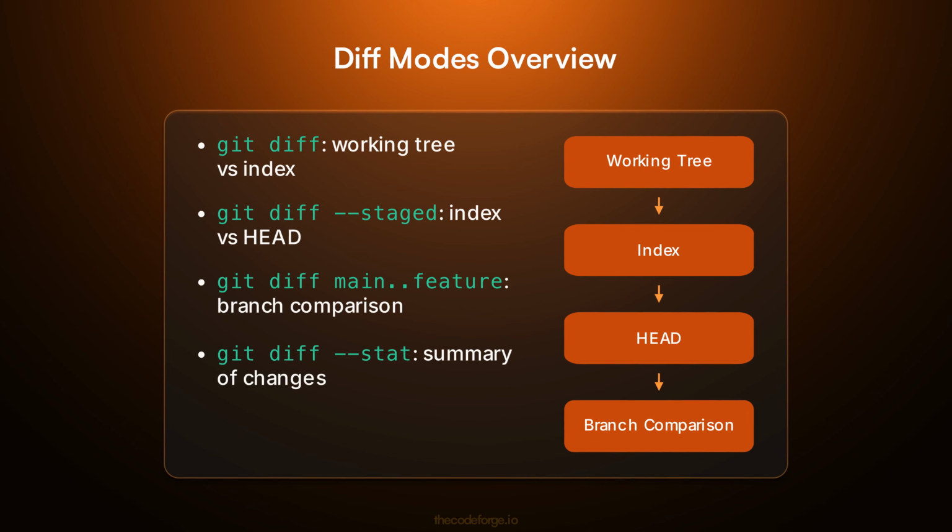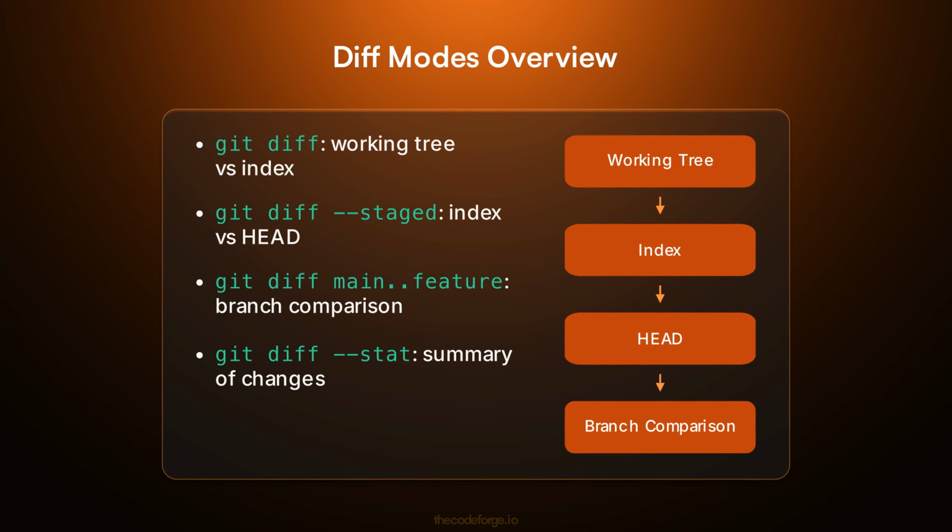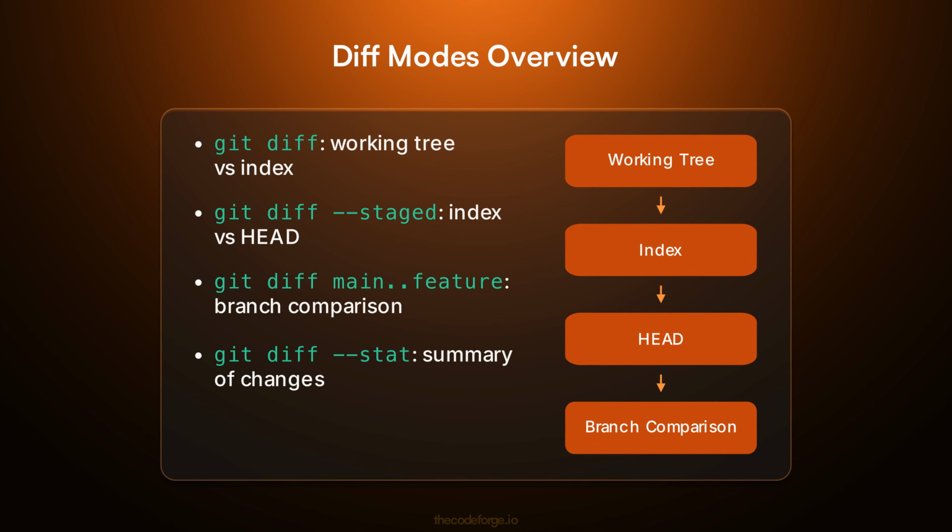Git Diff has several modes. The most common are git diff for unstaged changes, git diff --staged for staged changes, and git diff main..feature to compare branches. Use --stat for a quick summary of changed files and line counts.